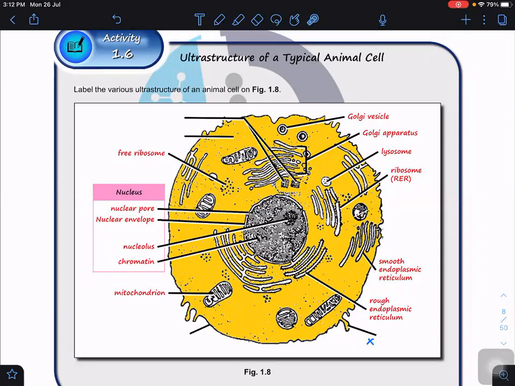Can you see that, a pair? One is vertical, another one is horizontal, right? Vertical, horizontal, they are arranged like so. So this one is the centriole, okay? Centriole. And it points to the cytoplasm. So this one is the cytoplasm.